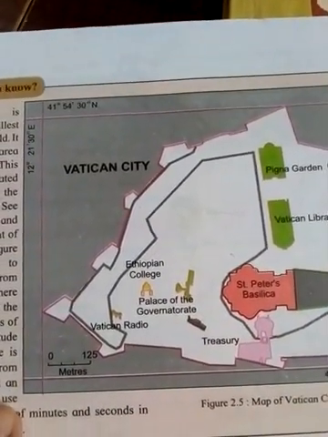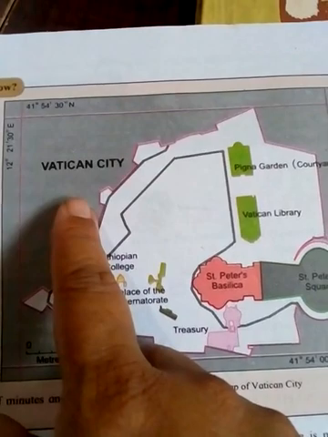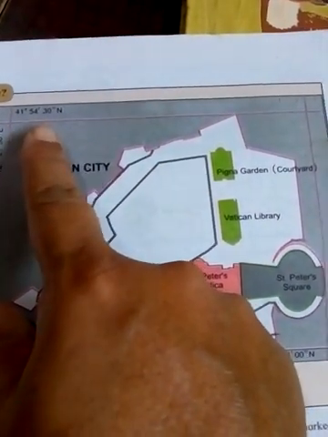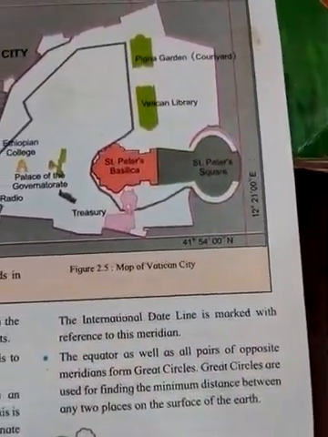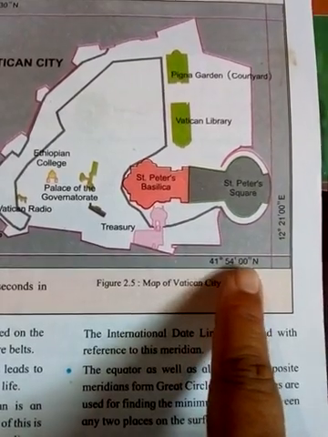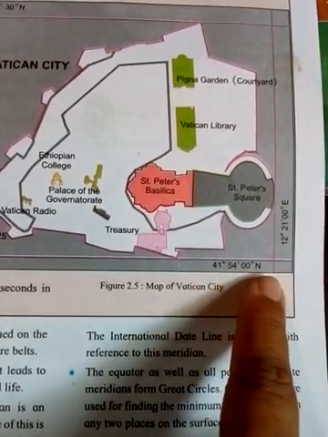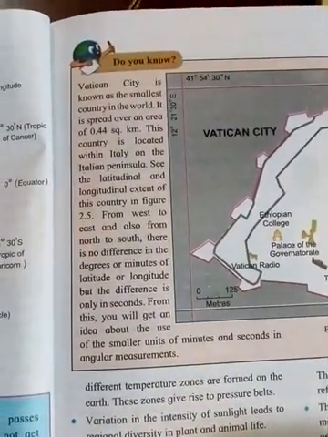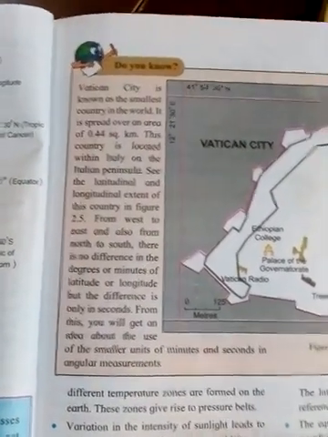Here it is given as 41 degrees 54 minutes 30 seconds north, and here 41 degrees 54 minutes 0 seconds north. That means the only difference is in seconds.